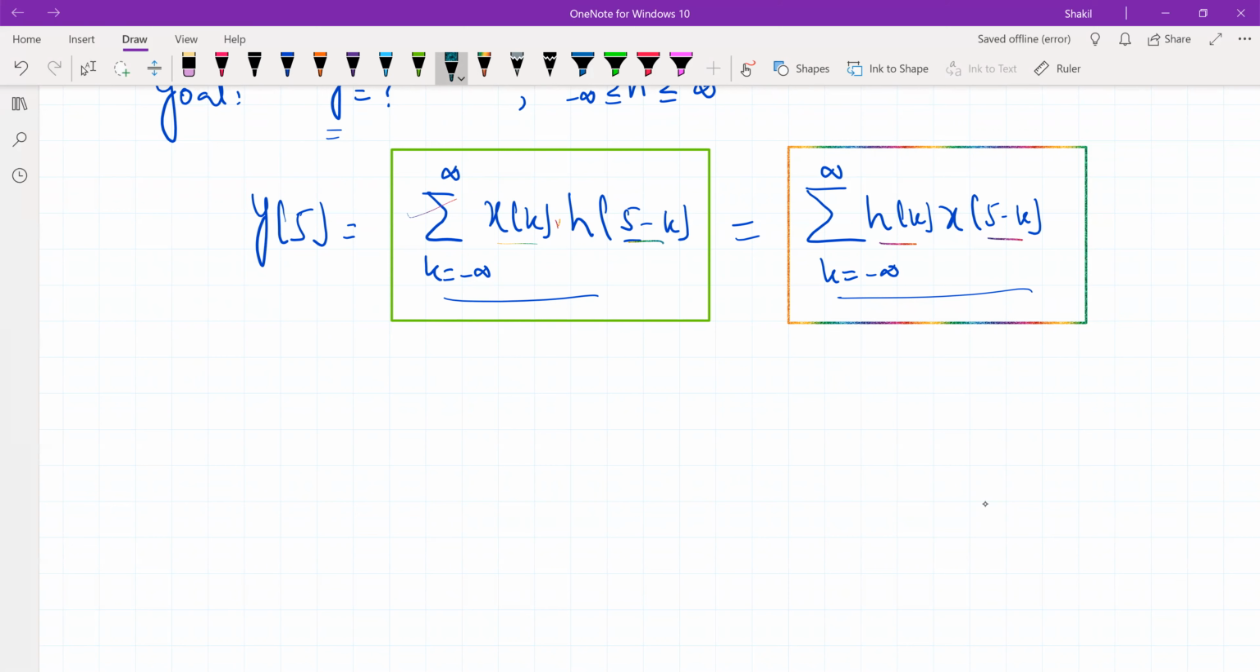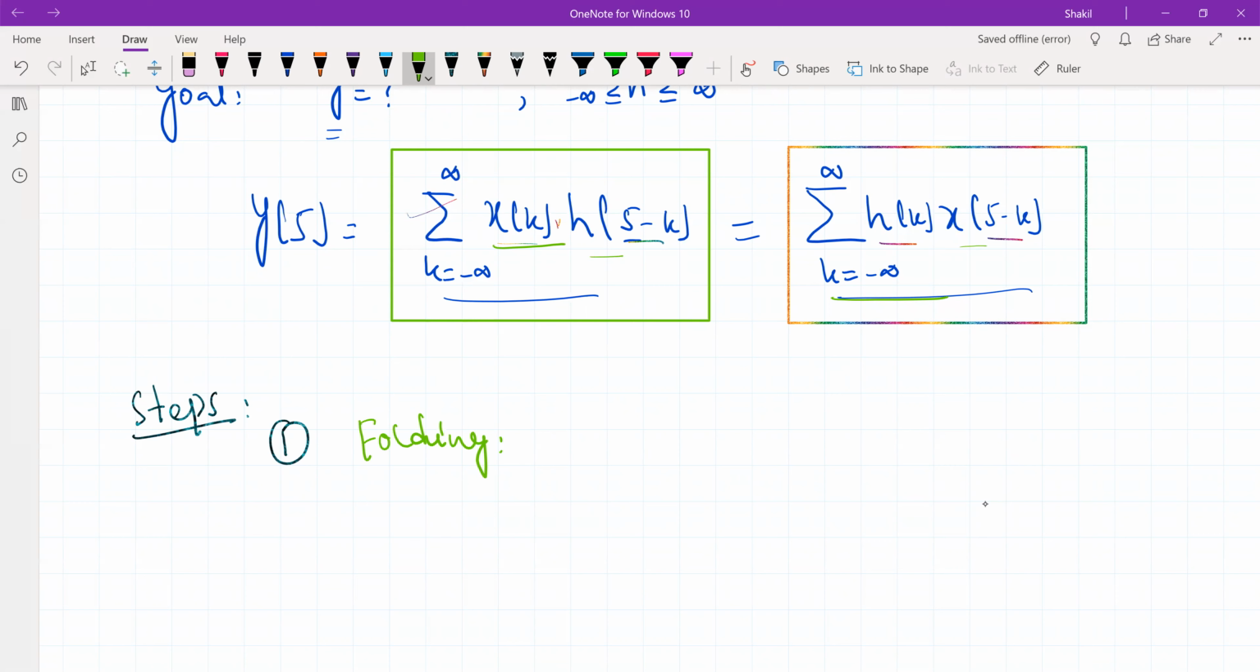You can see how many steps are involved in this convolution operation. If you check, there are actually four operations. Now what's the first operation? The first operation is the folding operation. Whether I use this summation formula or this summation formula, you have to do folding. In this one you are doing the folding operation on h, in this one on x.